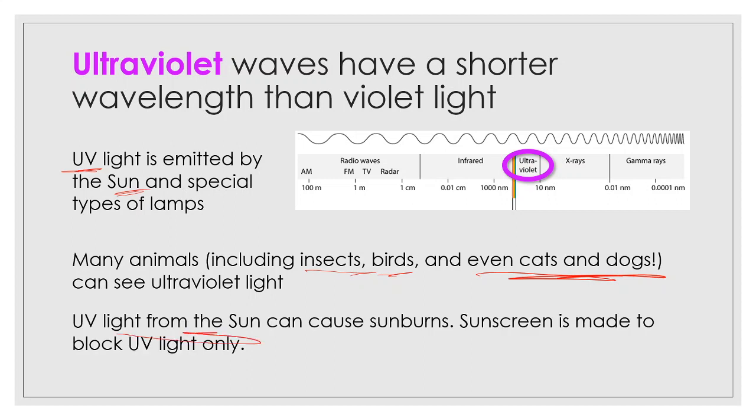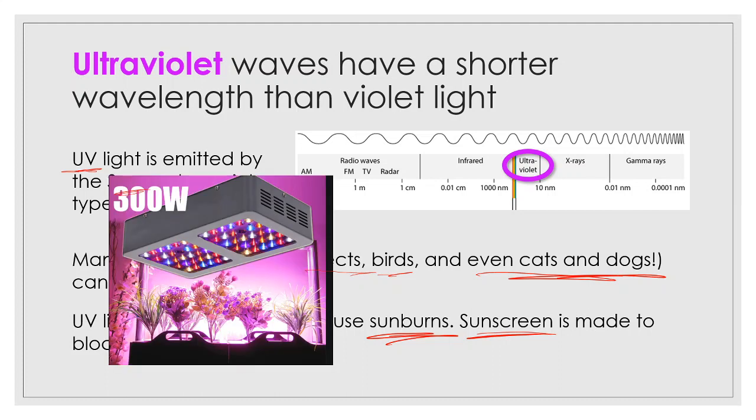Interesting thing to know about UV light. UV light that comes from the sun, because the sun does produce ultraviolet light, can cause sunburns. The way that sunscreen works is that it's made to block or reflect ultraviolet light. So all the other kinds of light can pass through, but ultraviolet light bounces off of sunscreen if you put it on your skin. So a couple of interesting pictures I want to show here.